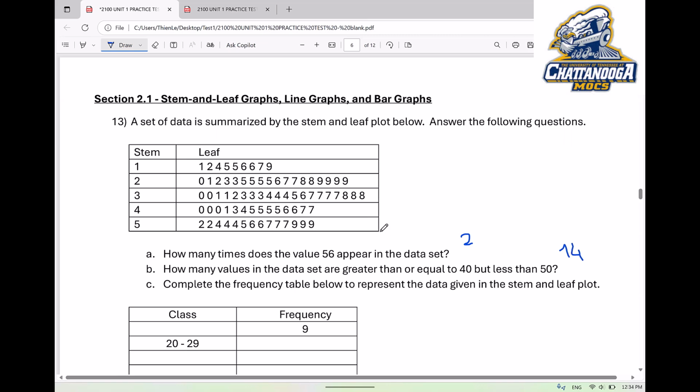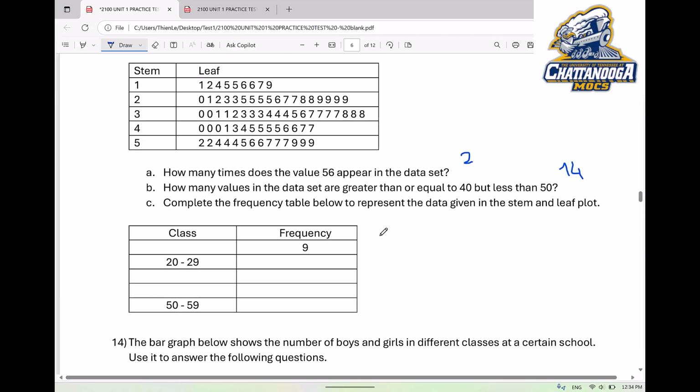Complete the frequency table below to represent the data given in the stem and leaf plot. So for this table, right, before you can complete it, you need to write down what the classes are, right? So for 20 to 29 here, we expect here we get 30 to 39, right? 39, right? And 40 to 49.